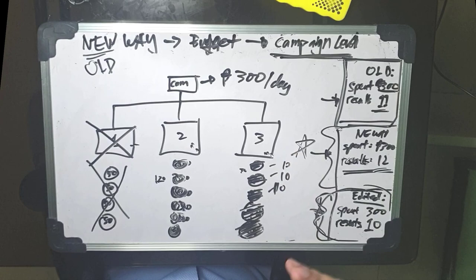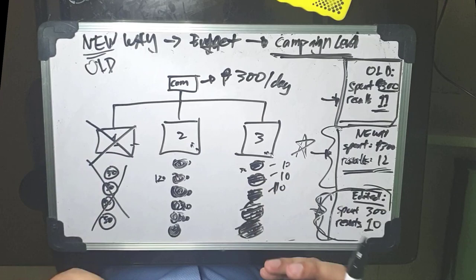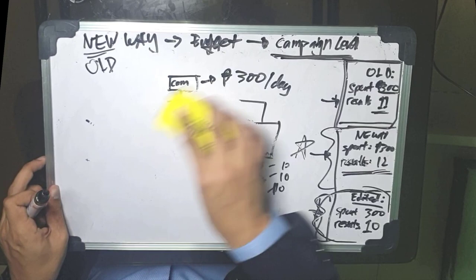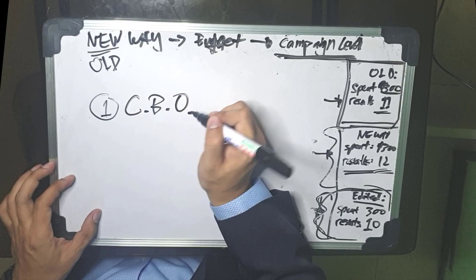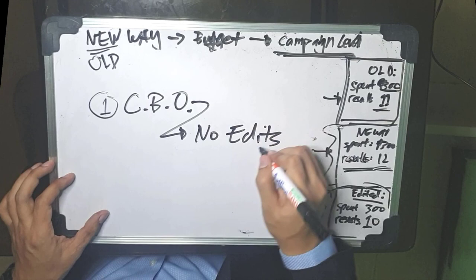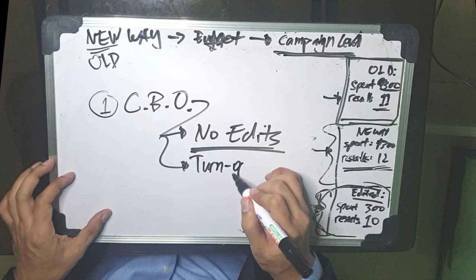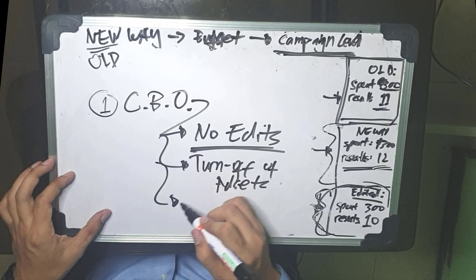It's better let Facebook do the magic because Facebook has all the data it needs to run your campaign better than we do. Alright? So, recap tayo. I'm gonna erase this. Ano yung mga key takeaways? Key takeaways is number one, when running CBO or campaign budget optimization, no edits. No turn off of ad sets. And then last but not the least, judge by campaign.